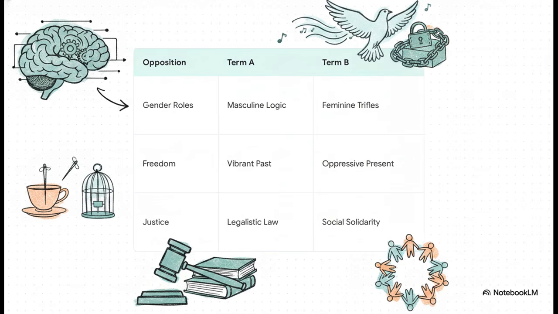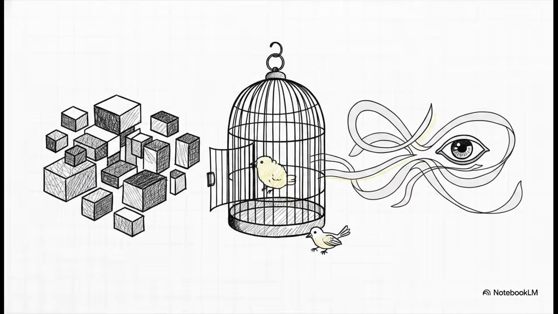We've got gender roles, contrasting masculine logic against feminine attention to domestic trifles. We have freedom, contrasting the accused Minnie's vibrant past against the suffocating oppression of her husband. And we have justice, contrasting the men's strict legalistic law against the women's moral social solidarity. According to structuralism, the text generates its meaning precisely through the friction between these opposing terms.